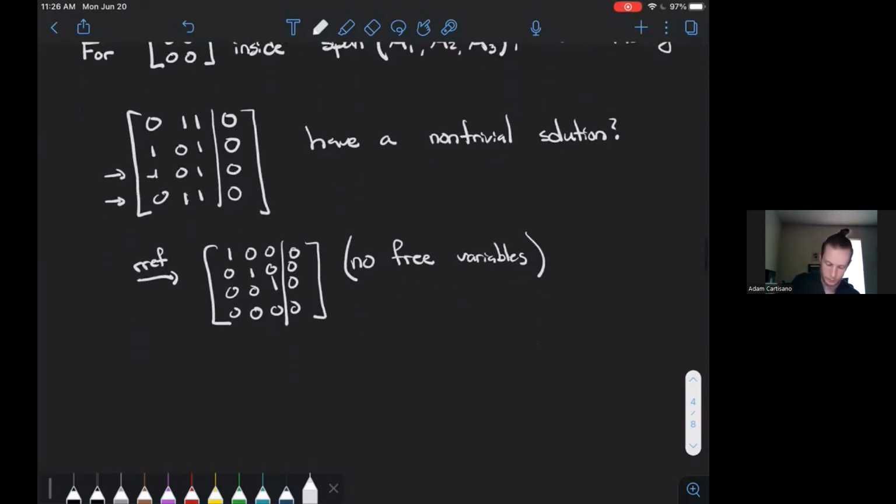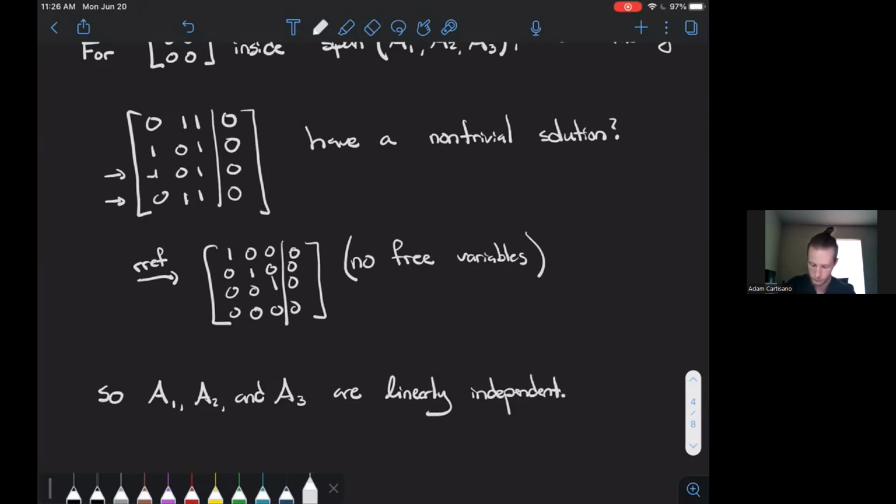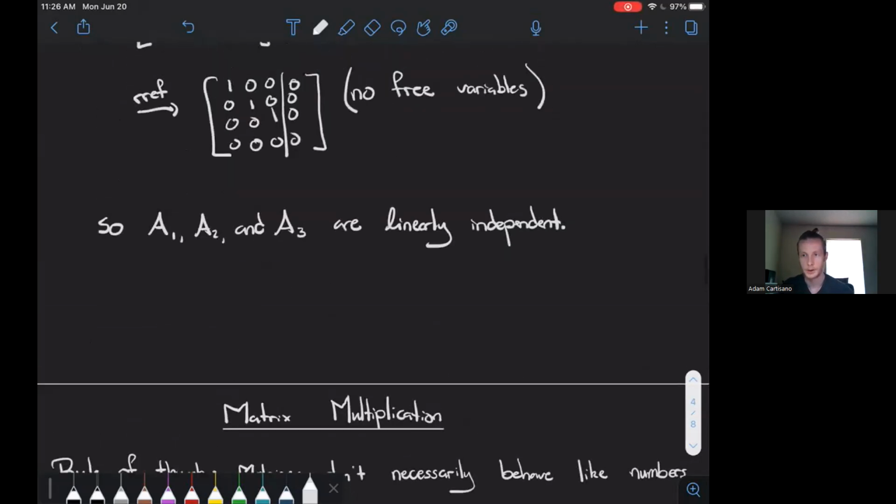So A1, A2, and A3 are linearly independent. Okay, good.